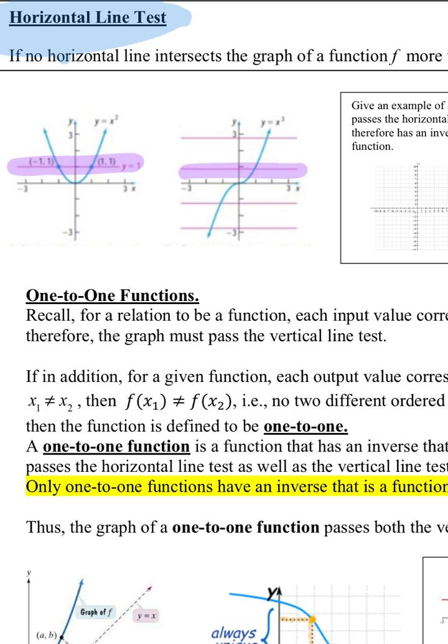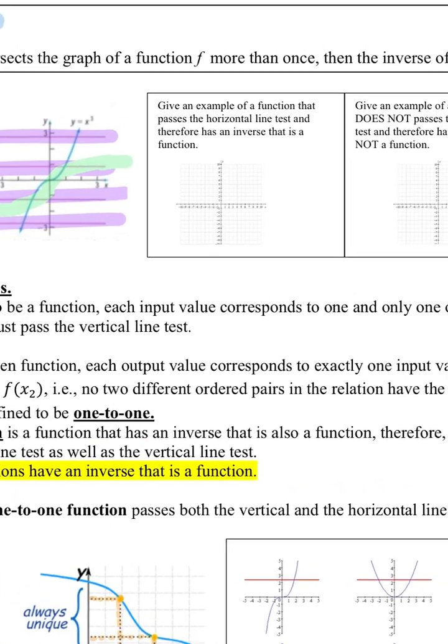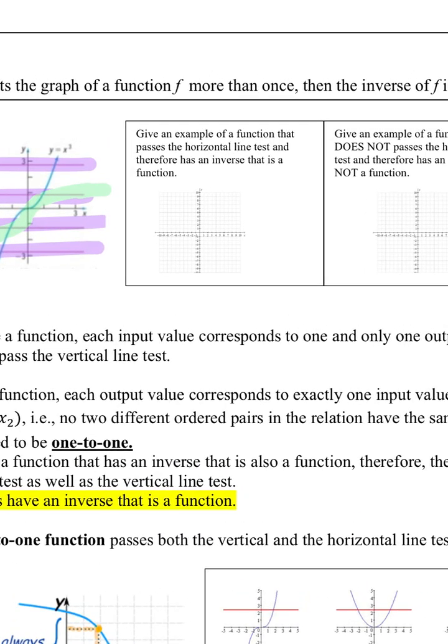Yeah, because I can draw as many horizontal lines as I want, and I'm never going to pass through the graph more than once. So the original parent cubic function is a function, and its inverse, which we know what that looks like, right? Based on what we did yesterday, we know that's also a function. Can you give me an example of a function that passes the horizontal line test and therefore has an inverse that is also a function?